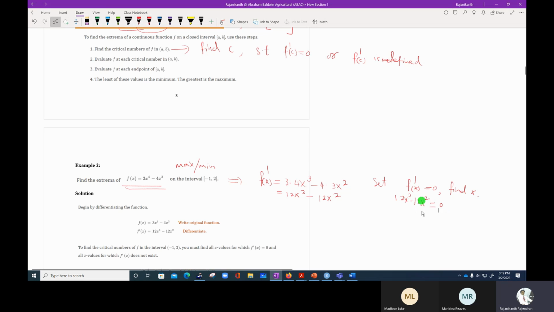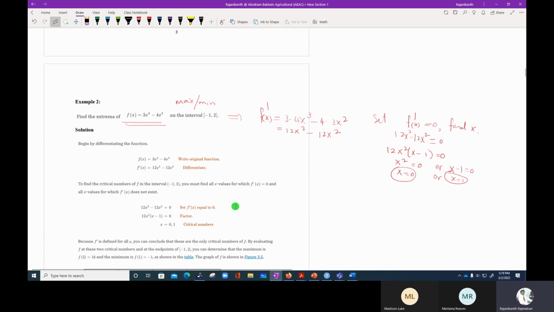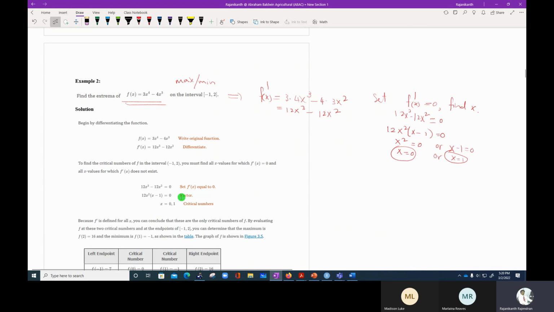We all know how to solve this equation for x. You could factor out 12x squared and you will see x minus 1, right? Now this will give you x squared equals 0 or x minus 1 equals 0. This will tell you x is 0 or x is 1. So there are two critical points you got, 0 and 1. Is it clear?